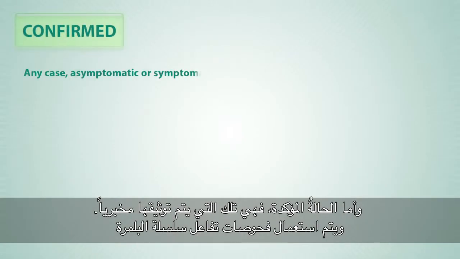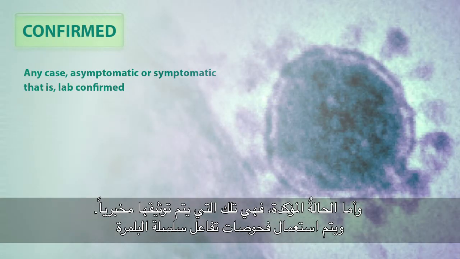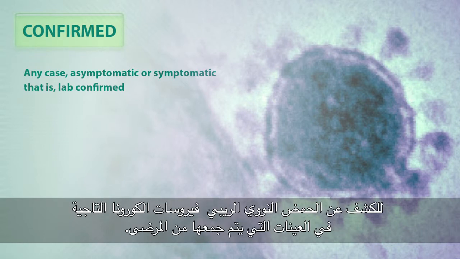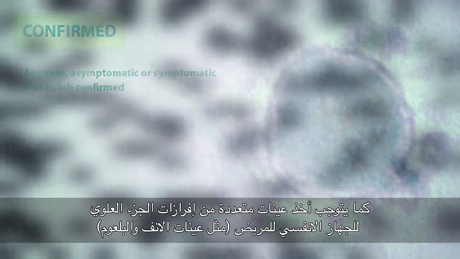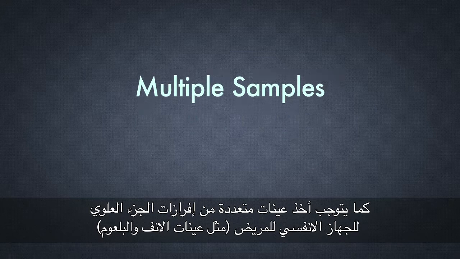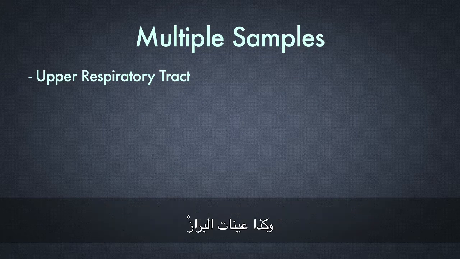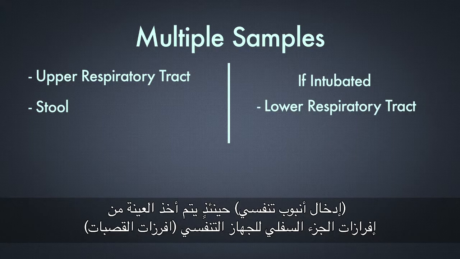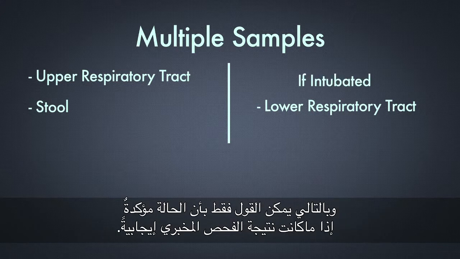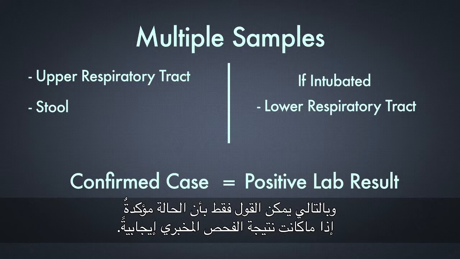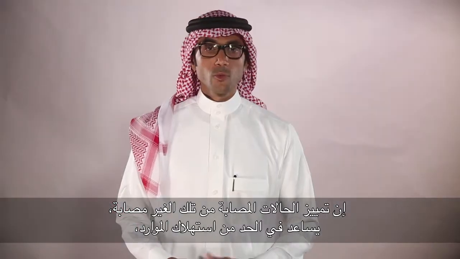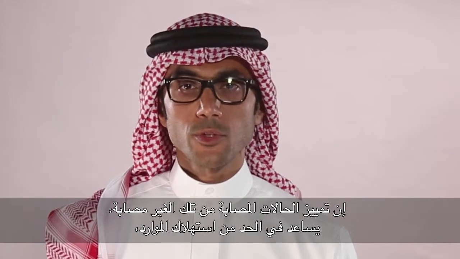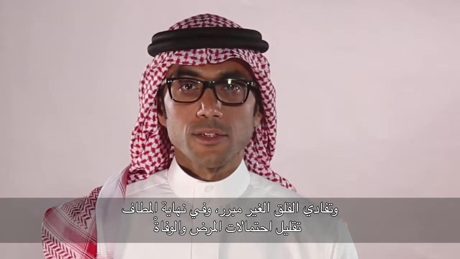A confirmed case is a patient with laboratory confirmation of MERS coronavirus infection. Real-time PCR assays are used to detect MERS coronavirus viral RNA in samples taken from patients. Multiple samples should be taken for testing from the upper respiratory tract, such as nasopharyngeal samples, as well as stool. If the patient is intubated, then lower respiratory tract samples, such as bronchoalveolar lavage samples, should be taken. Therefore, we can only conclusively say that a patient is a confirmed case once the laboratory tests have yielded a positive result. Knowing those who are infected and ruling out those who are not will prevent wasted resources, undue stress, and ultimately illness and death.